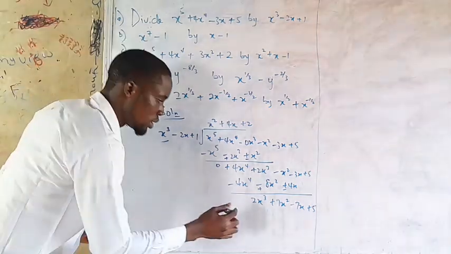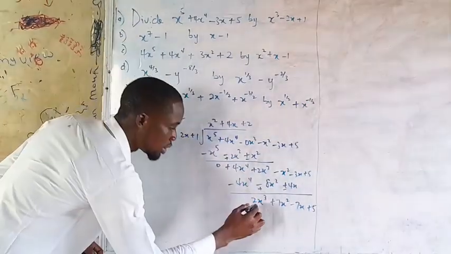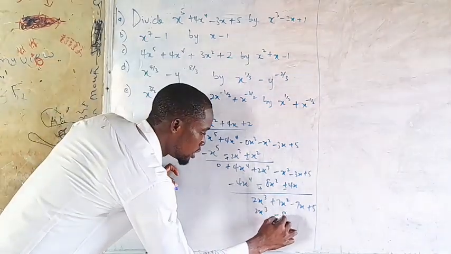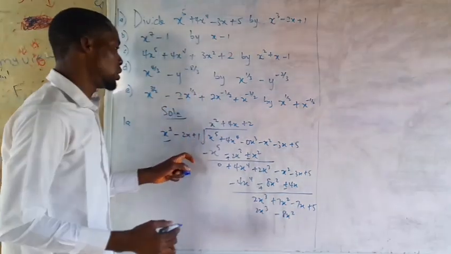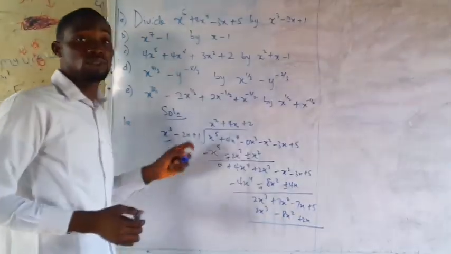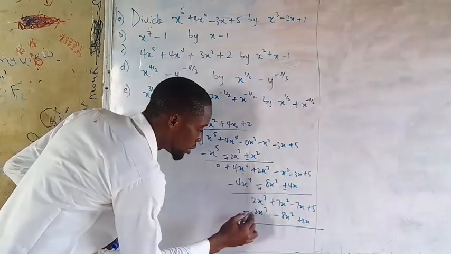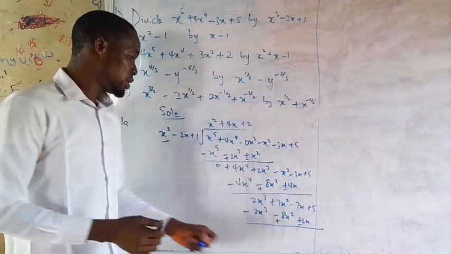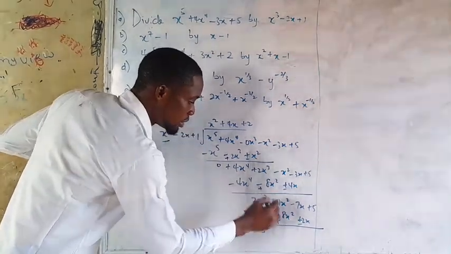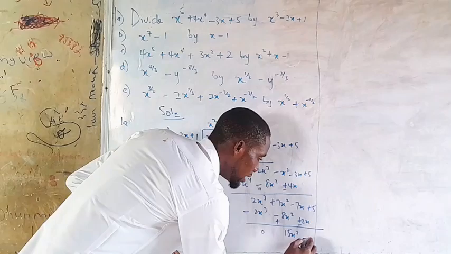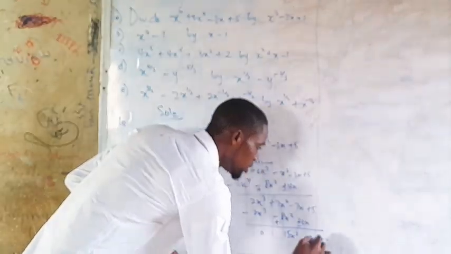Now, multiplying, 2 times x to the power 3 is 2x to the power 3, minus 8x squared, then plus 2x, and then we have no constant in this question now. Now, on subtracting, this becomes minus, plus, minus. Adding, this becomes 0. This becomes what? 15x squared. And this becomes what? Minus 9x plus 5.